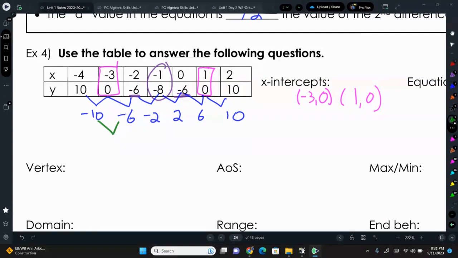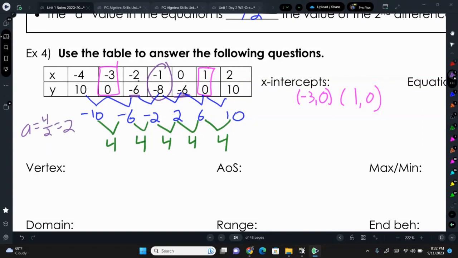So -6 minus -10. Okay. So -6 plus 10 is 4. -2 minus -6 is also going to be 4. 2 minus -2 is 4. And then when we don't have negatives, it's a lot easier to see. 6 minus 2 is 4, and 10 minus 6 is 4. So 4 is our second difference. So that means in our equation, a equals half of that, or 2.